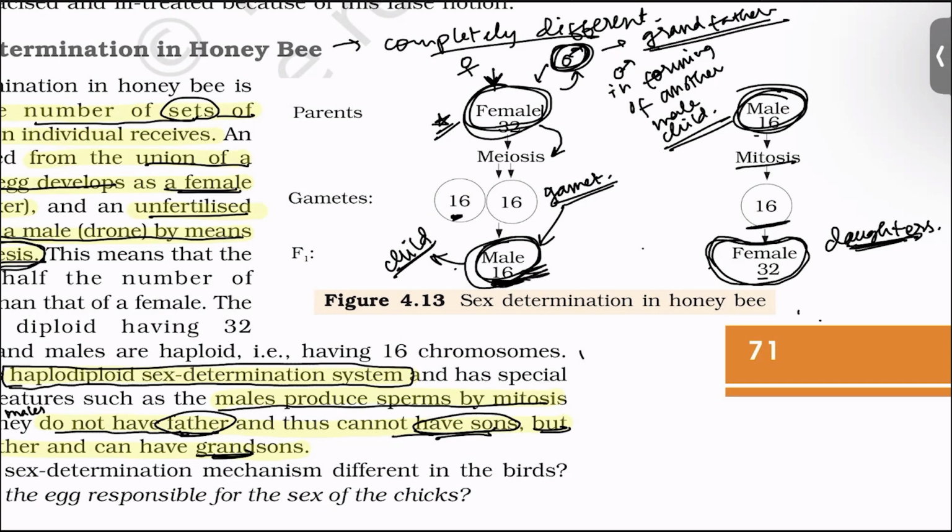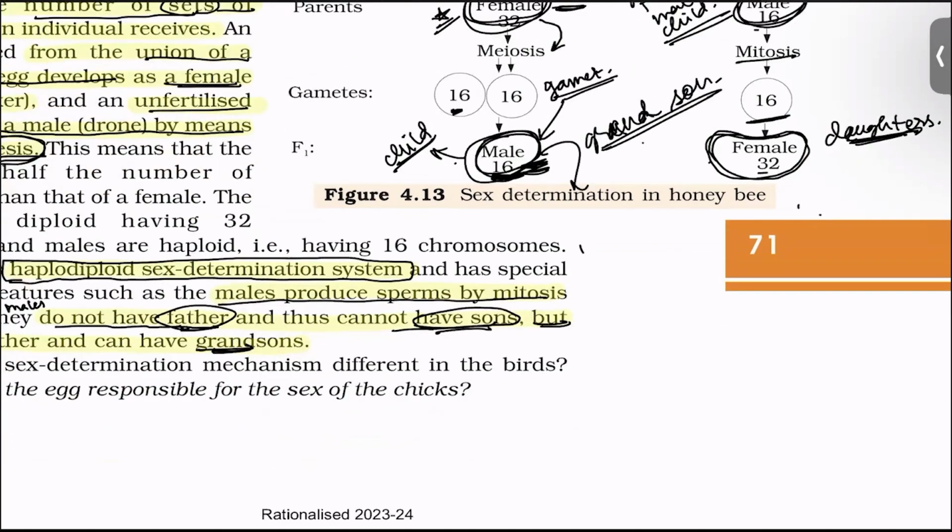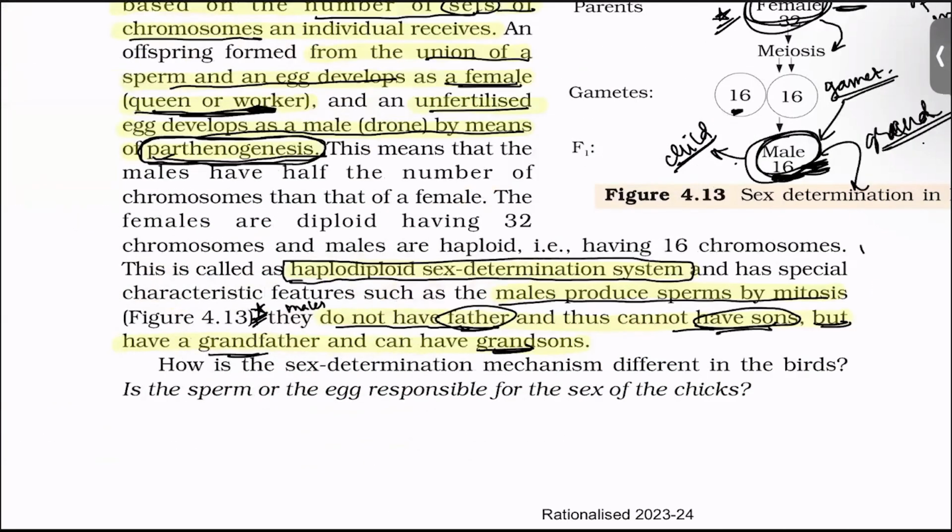So this male child does not have a father, but this male child has a grandfather, and this male will also be a grandson, and this male will also be a grandson. So they can have grandfathers and grandsons, and this is a very important line.